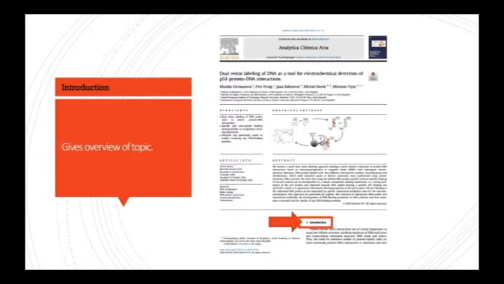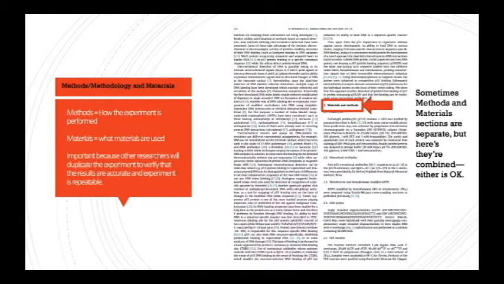So here is the introduction, which gives an overview of the topic. Here is the materials and methods section. Sometimes methods and materials are separate sections. Here they're combined, which is totally fine. So the methods section is how the experiment is performed, and the materials is what materials are used.